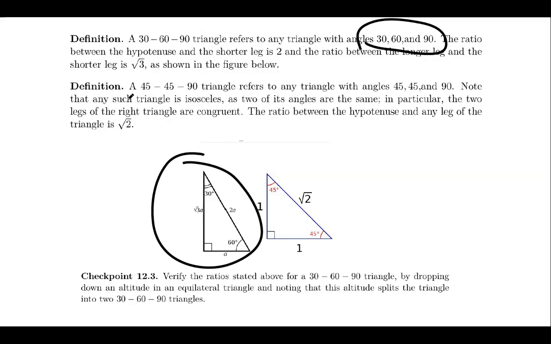And then we can also have a 45, 45, 90 triangle. This triangle will be isosceles because 2 of its angles are the same, the 45 and the 45. And then the ratio between the hypotenuse and any leg will be root 2 to 1. So these are really helpful because if you have any of these triangles in a problem, you can get what the angles are or what the legs are pretty easily.